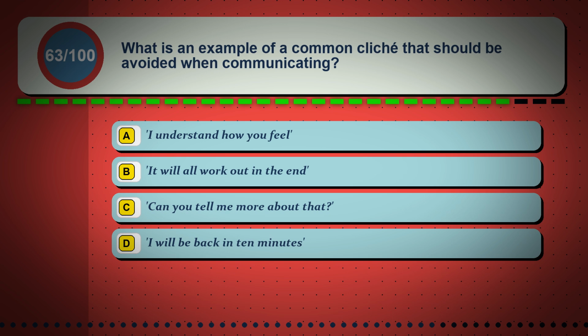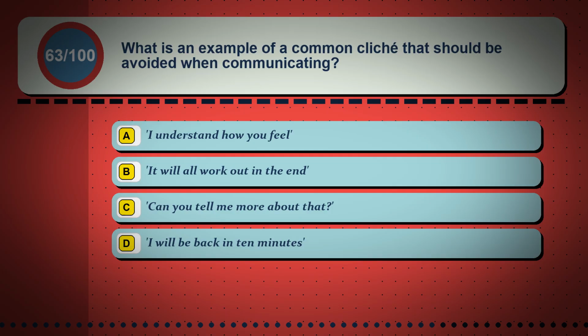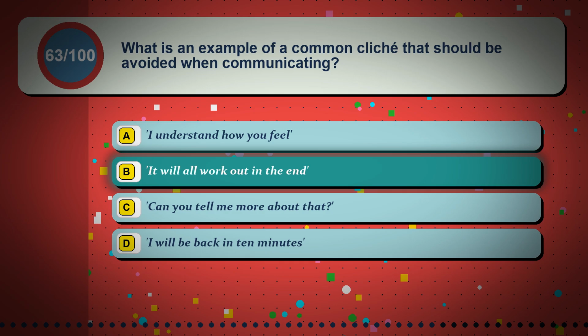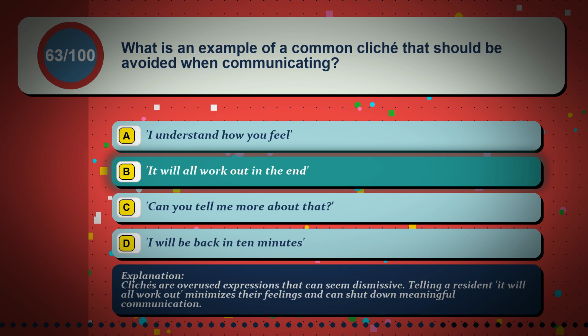Question 63. What is an example of a common cliché that should be avoided when communicating? Option A, I understand how you feel. Option B, it will all work out in the end. Option C, can you tell me more about that? Option D, I will be back in 10 minutes. The correct answer is option B, it will all work out in the end. Clichés are overused expressions that can seem dismissive. Telling a resident it will all work out minimizes their feelings and can shut down meaningful communication.